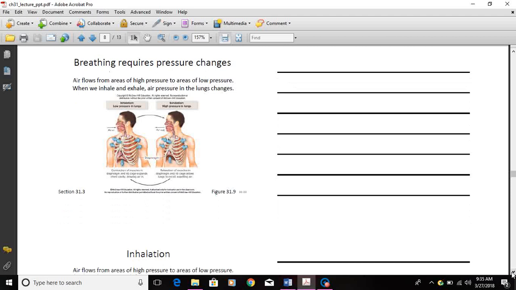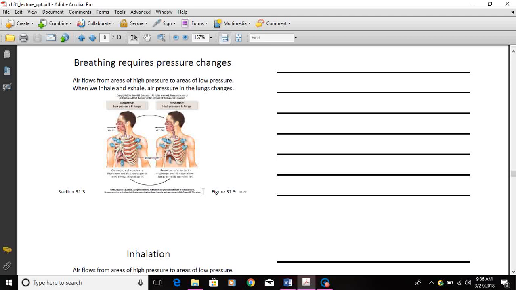Okay, so how do we get the air into and out of your lungs? This is kind of an interesting thing. Breathing is not about sucking air into your lungs, it's about pressure changes. You've got this big muscle down here called the diaphragm, a big sheet of muscle that goes right up under your lungs. When you breathe in, you're pulling that muscle down, which is decreasing the pressure in your lungs.